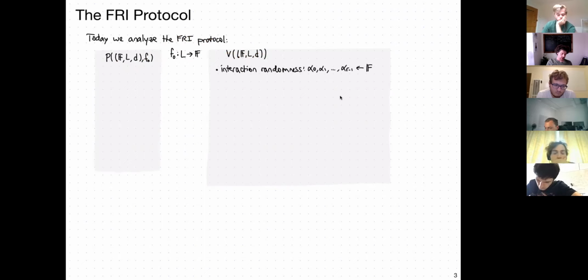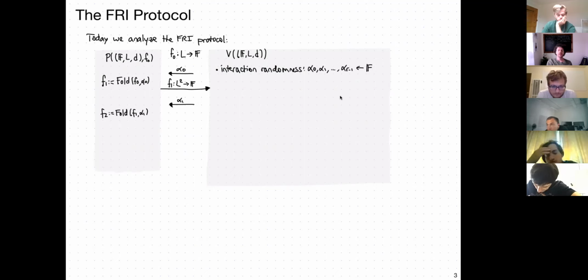And what's going on is the following thing. The verifier chooses some random field elements, and then it sends one field element. The prover in turn takes the two functions, breaks them into odd and even, and then folds them, with the coefficient alpha 0, and then sends the folded function. And then the verifier sends another random coin. The prover folds again and sends the folded function again.